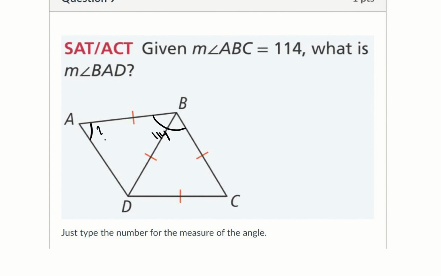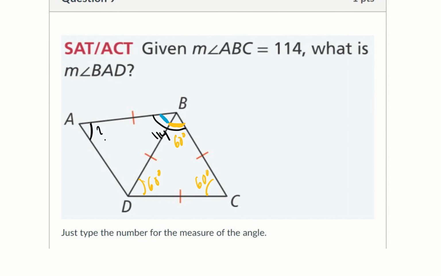All right, so we know that this is an equilateral triangle, and because it's equilateral, that means these angles are all 60 apiece. So each of these angles is worth 60 degrees. Now, because this angle here on top is 60, whatever this other side is, it has to add up to 114, right? Because the entire angle is 114.